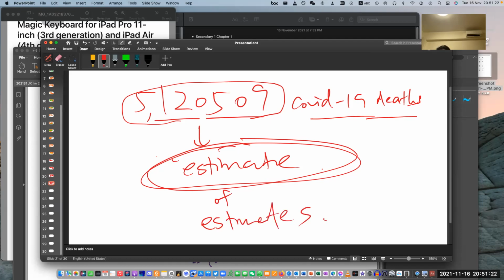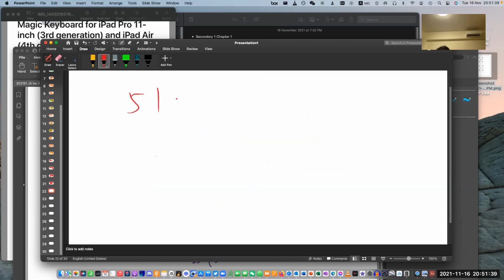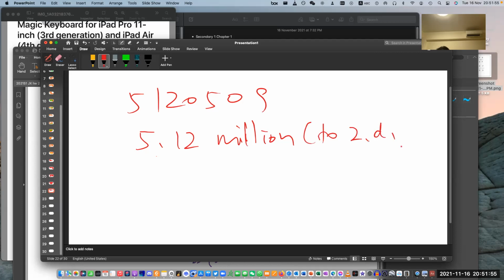The meaning of estimate means you want to round this up or round this down to a whole number, so it's easier for our mind to digest. So if I round this number, 5,120,509, let me see. So I have this number. I could have used 5.12 million. This is to 2 decimal places.